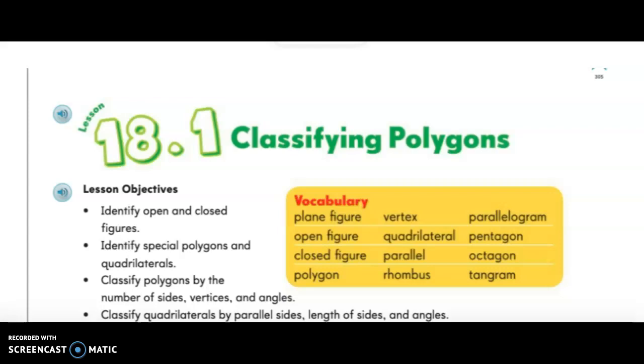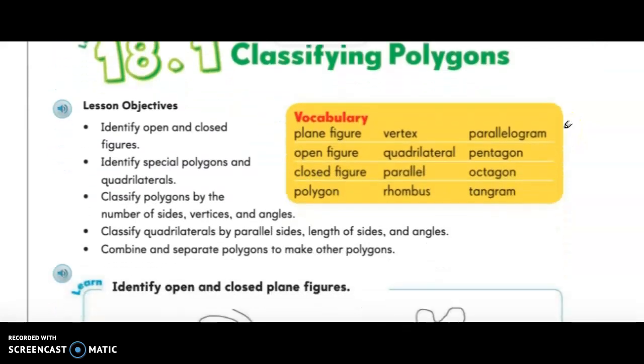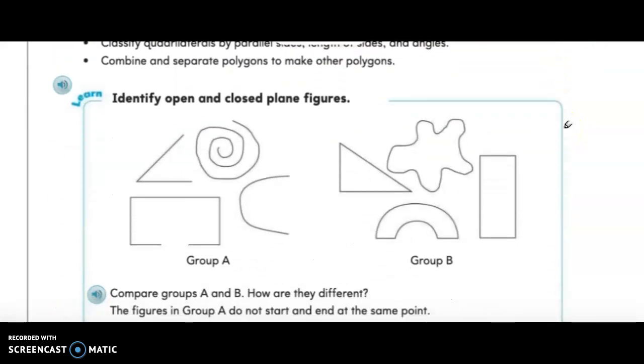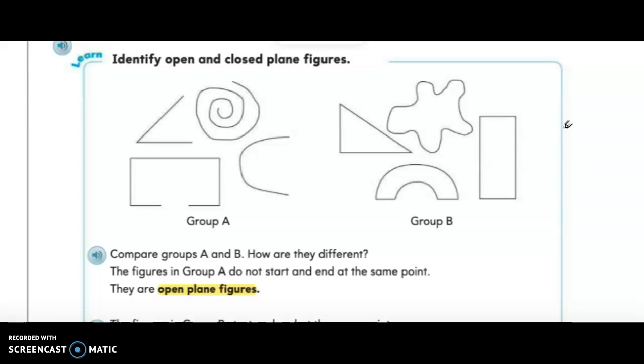So like we've been doing, we are going to break up this lesson into two pieces. So this is part 1 of 18.1, classifying polygons. As you can see, there's a lot of vocabulary in this, so we will do a little bit at a time to make sure we have a good understanding. We are going to start with identifying open and closed plane figures.